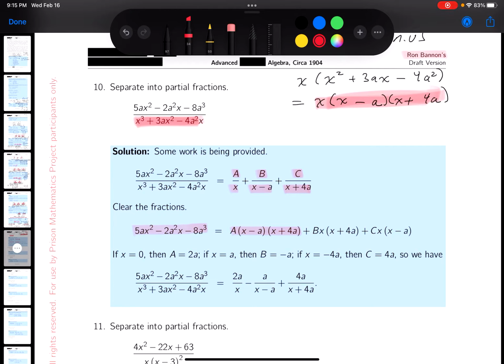What do you get for the next term? Well, bx, and what would disappear? x minus a. So that's bx, x plus 4a. The last term, what would happen? You get a c, you get an x, the x plus 4a disappears, and you get an x minus a. All right, this is good news, by the way. I think I can figure it out now.